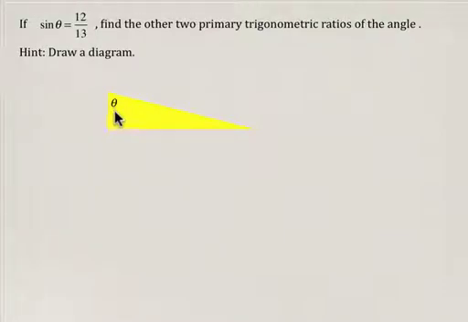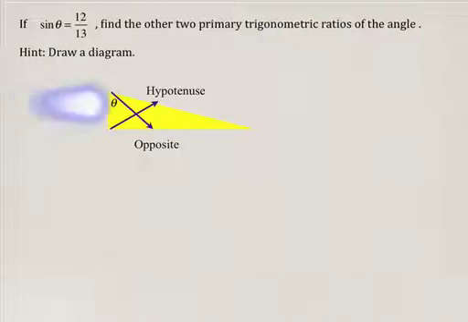So if we label this as theta, then the right angle, which is here, the side opposite the right angle is going to be our hypotenuse. And the side opposite angle theta, our opposite side, will be this side here. And we can also identify our adjacent side, which is the side next to angle theta.